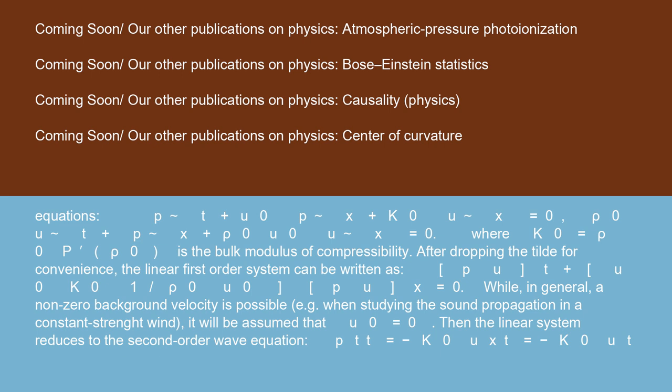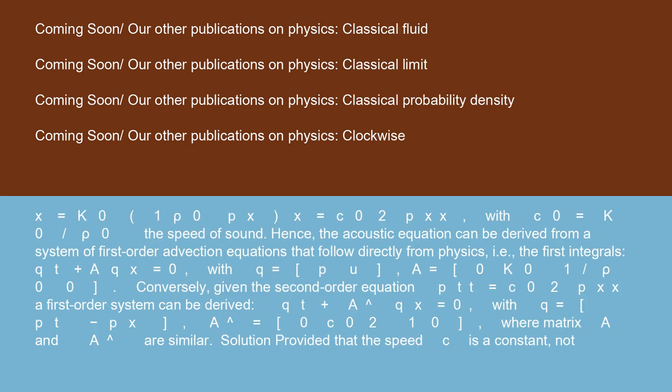While in general, a non-zero background velocity is possible, e.g. when studying the sound propagation in a constant strength wind, it will be assumed that U0 equals 0. Then the linear system reduces to the second order wave equation: p_tt = -K0 u_xt = -K0 u_tx = K0 (1/rho0) p_xx = c0^2 p_xx, with c0 = sqrt(K0/rho0) the speed of sound.